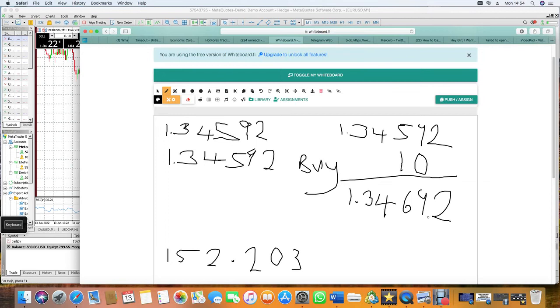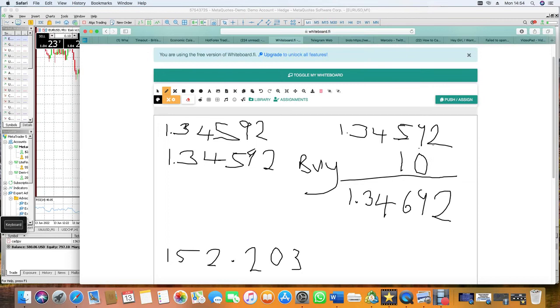So if this one from 5.9 it goes to 6.0, meaning it has gone to 1 pip. If it's 6.1, then meaning 2 pips from this exchange rate.